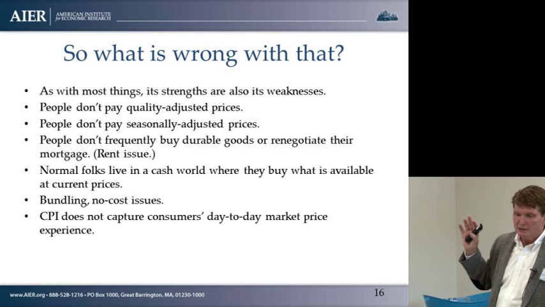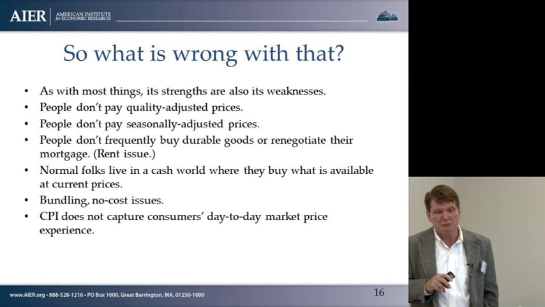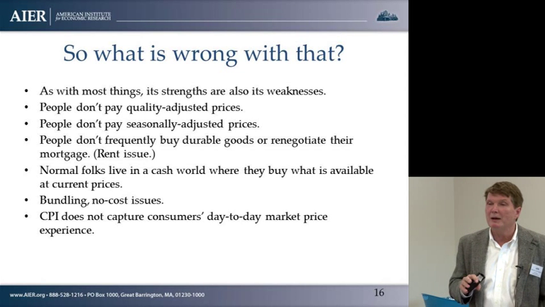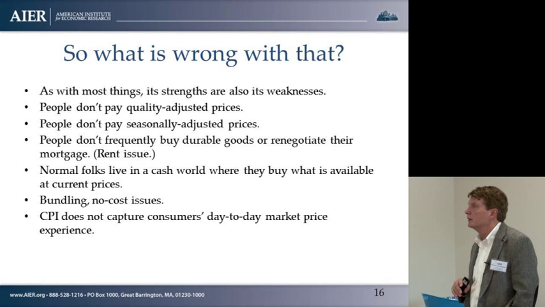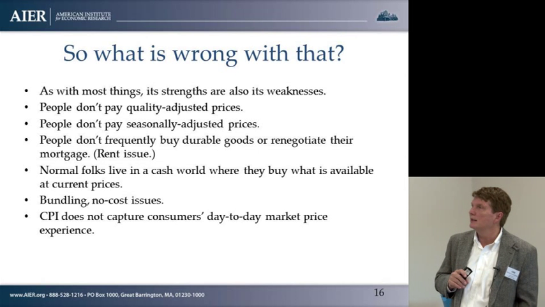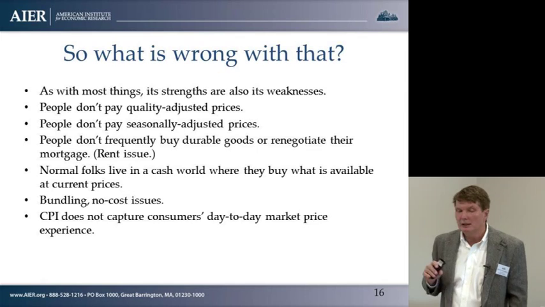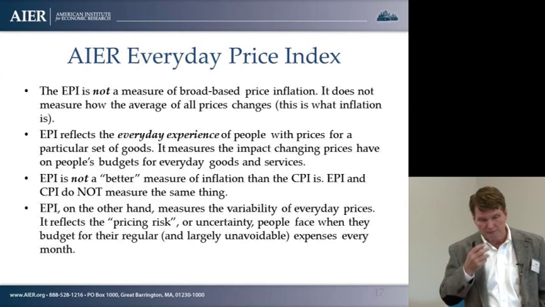So what's wrong? As with most things, the strengths are also the weaknesses. People don't pay quality adjusted prices. People don't pay seasonally adjusted prices. People don't frequently buy durable goods or renegotiate their mortgage. Normal folks live in a cash world where they buy what's available at current prices. This whole bundling issue is a problem with the CPI. And so it really doesn't capture consumers' day-to-day market experience.